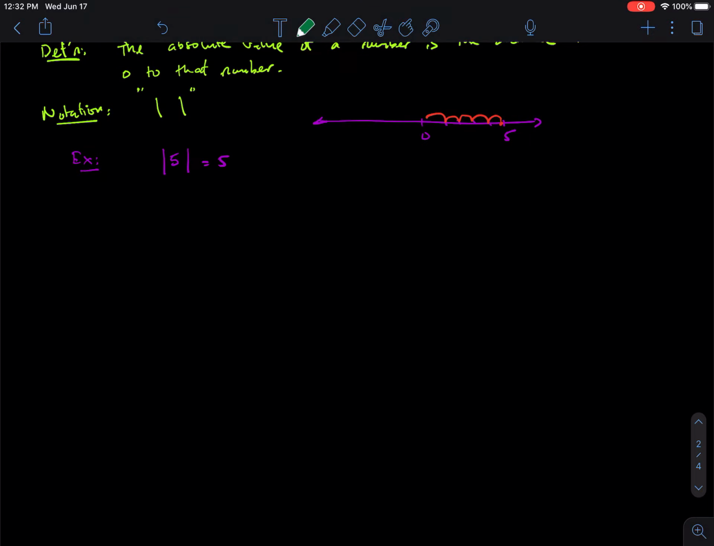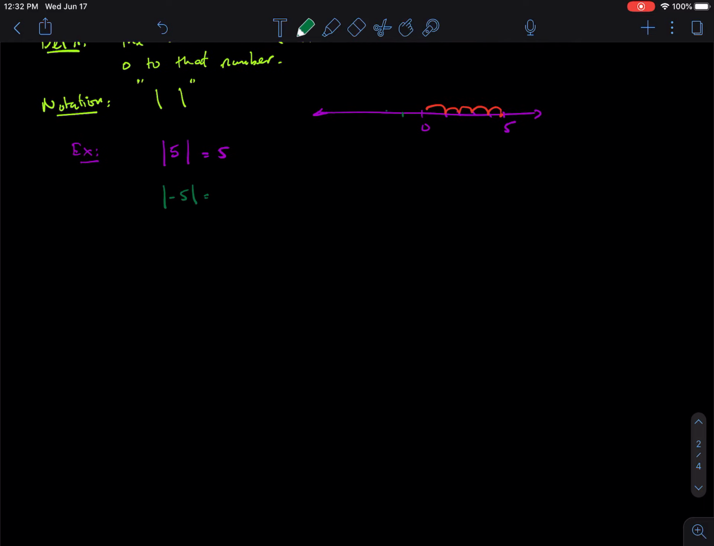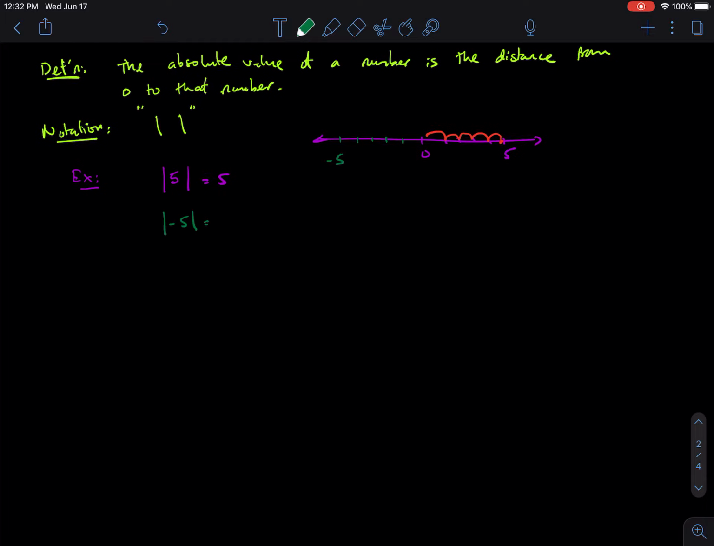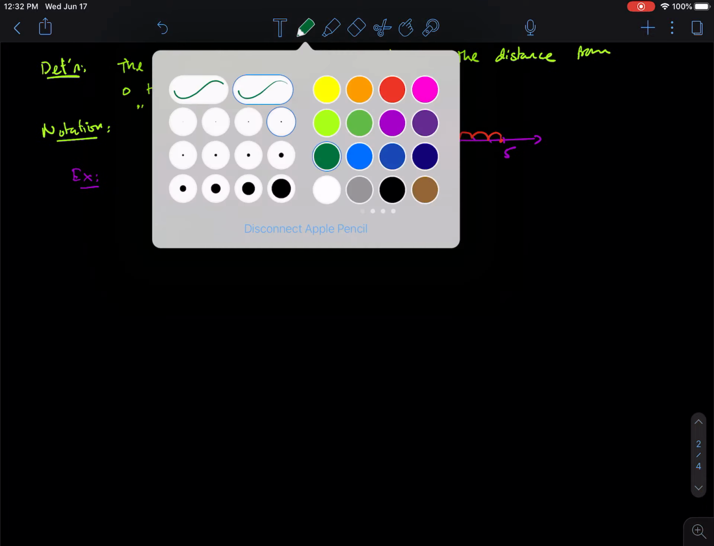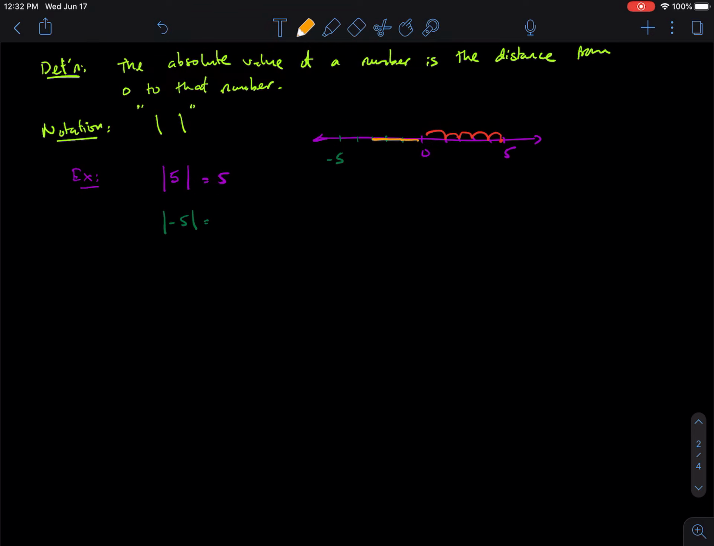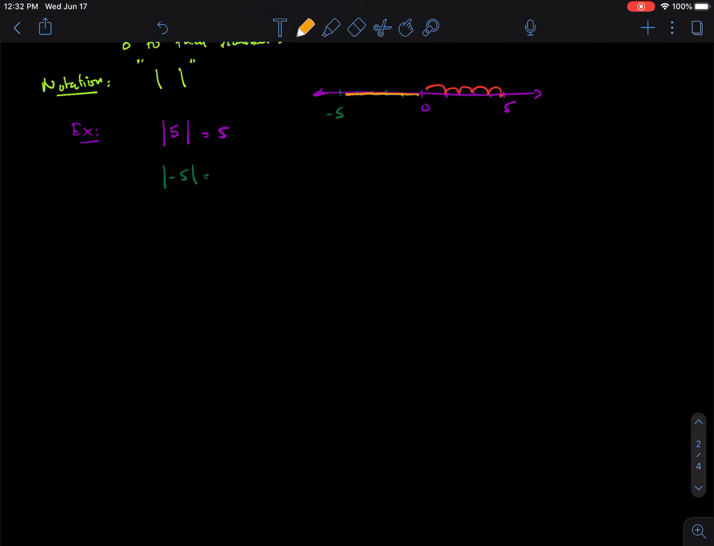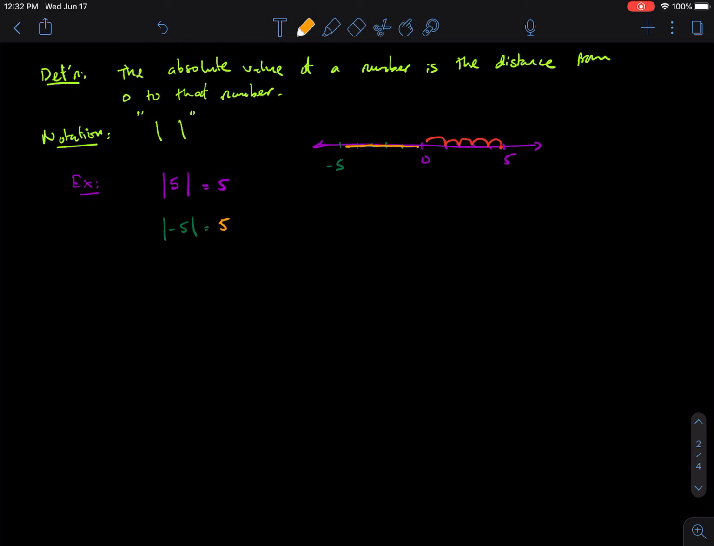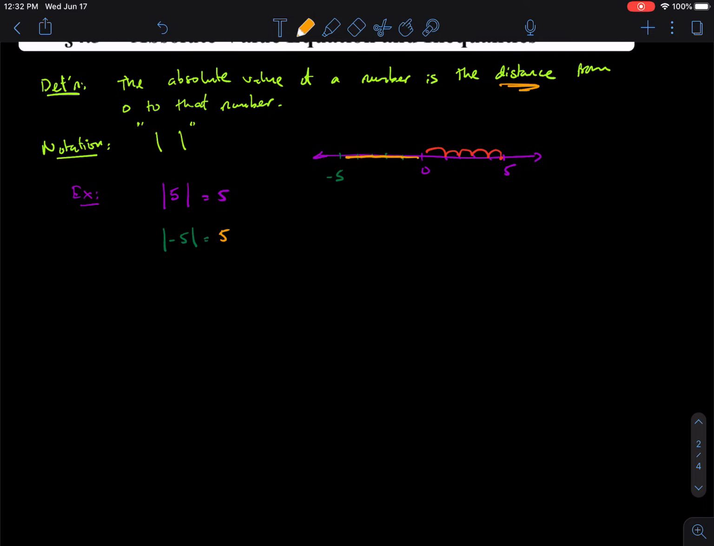So if we ask what is the absolute value of negative 5, well, if you look at negative 5, that's negative 5, and we count how many units from 0 to that number: 1, 2, 3, 4, 5. So the absolute value of negative 5 is still 5, because it's referring to distance, and distance is always positive. It can't be negative. So the absolute value of any number is always positive.